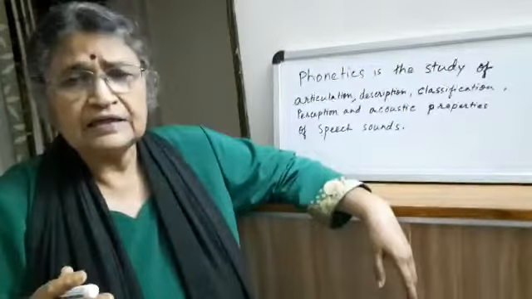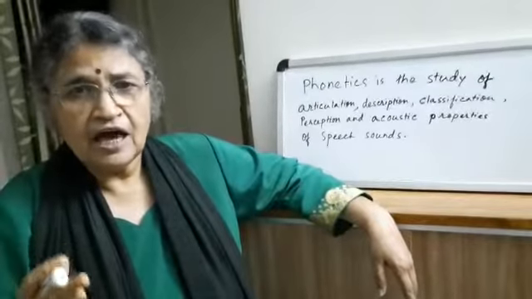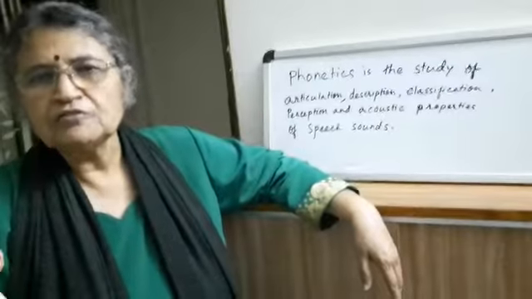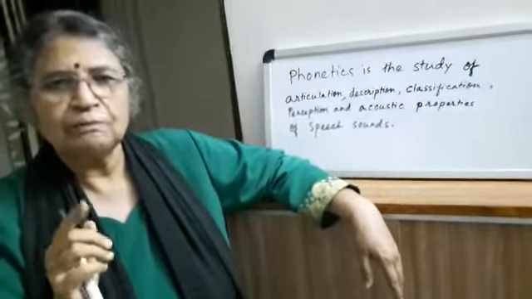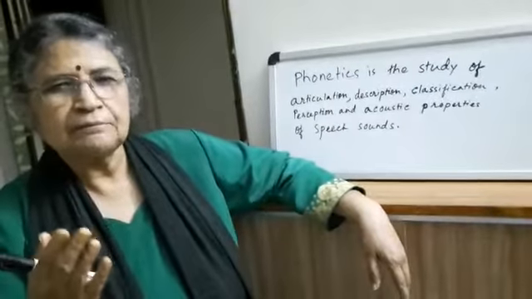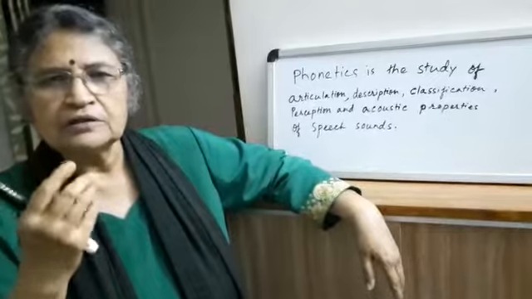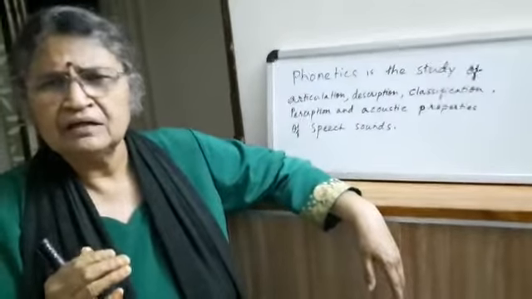So if I say I have a pen, you must perceive each sound. Now supposing when I say pen and I don't utter the sound clearly, it sounds like, I have a pen, I have a pen. So you will be confused. What is she saying? I have a bin. What is meant by bin?